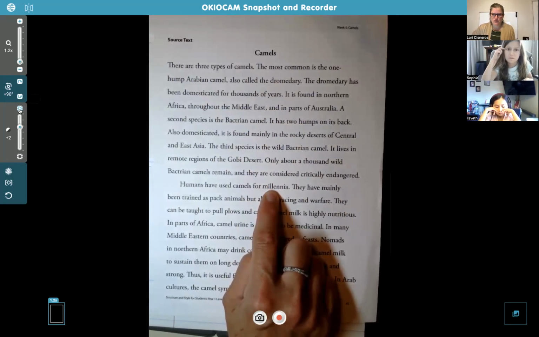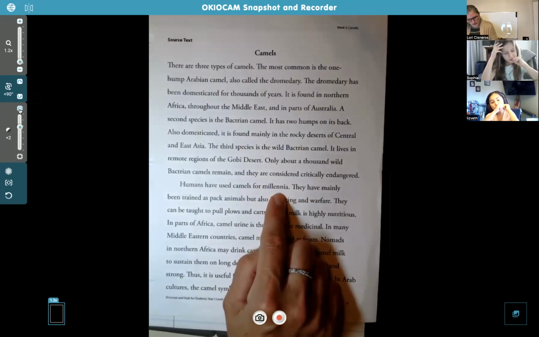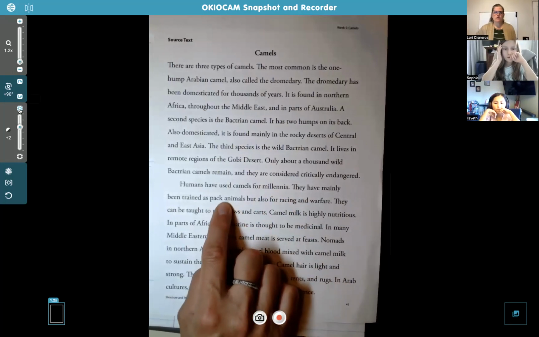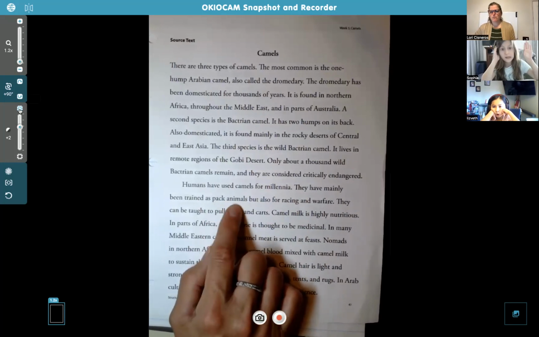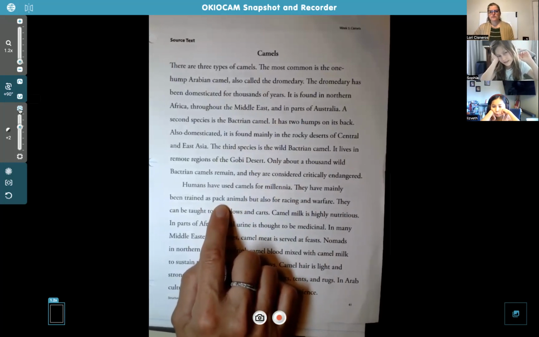Another word is this one with an M, it's millennia. Millennia means thousands of years. That's what that word means. It almost sounds like million, but it means thousands of years. And then pack animals. Do you know what a pack animal is? Pack animal? Go ahead, Sophia.